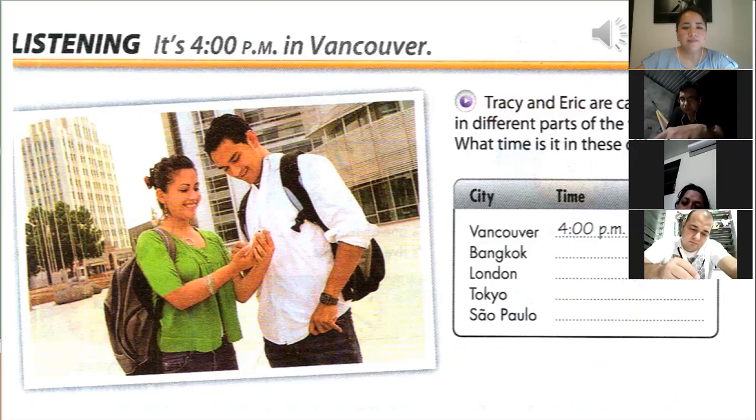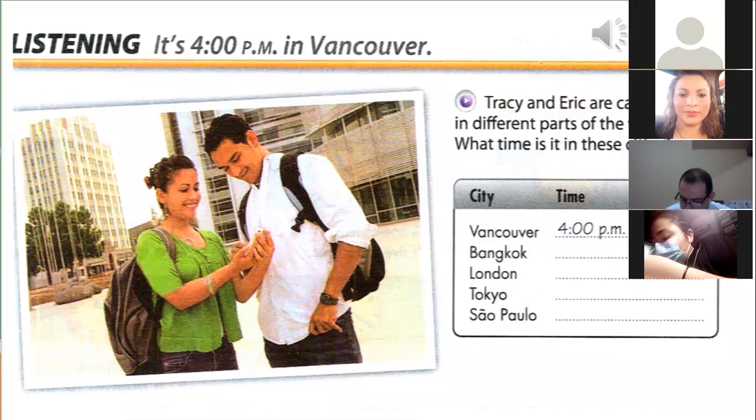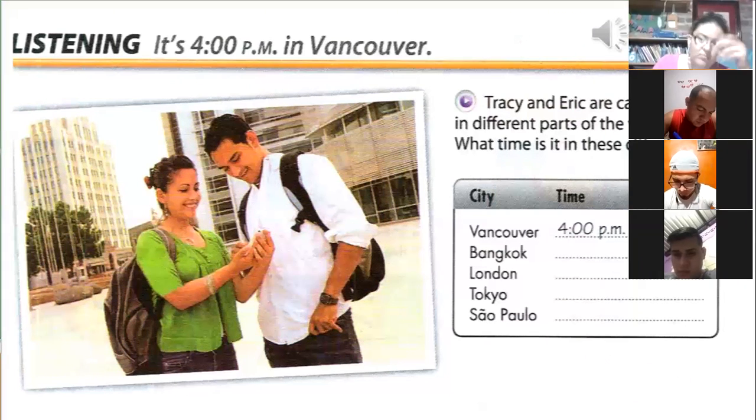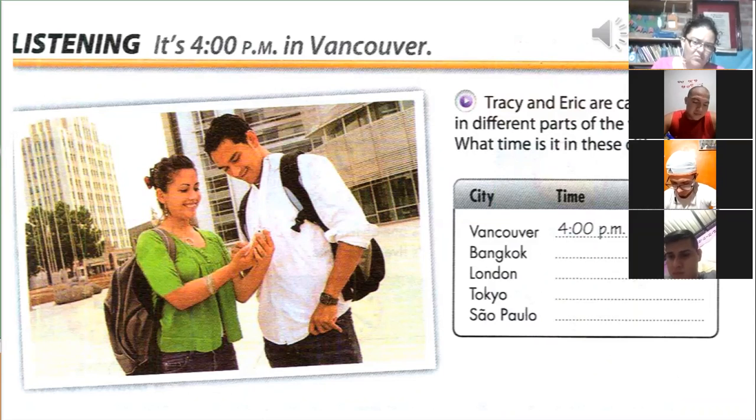What time is it now, Eric? It's 4 o'clock. It's 4 p.m. here in Vancouver, so it's 7 a.m. in Bangkok. I'm calling Permsok. Now? He's sleeping. Oh, you're right. Well, let's call your friend Ian. What time is it in London? It's 1 a.m. Oh, that's late. What time is it in Tokyo? 9 a.m. Great. I'm calling Mariko.